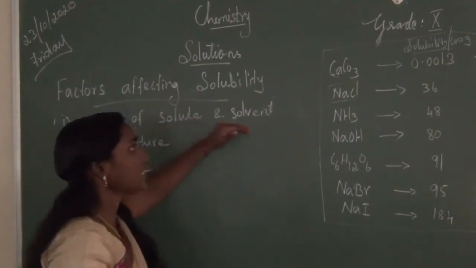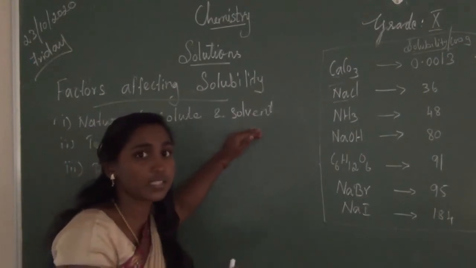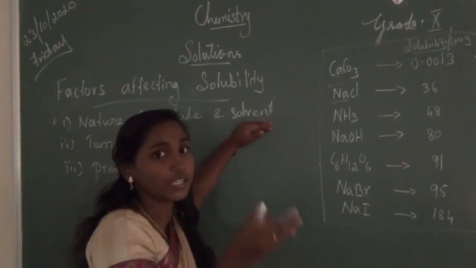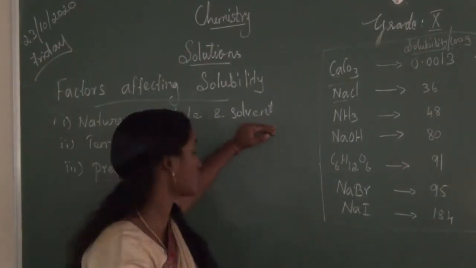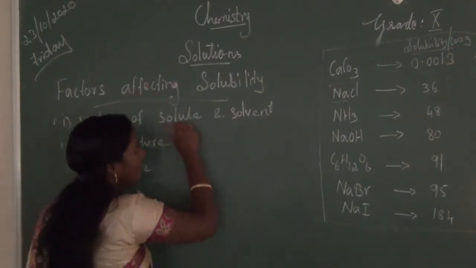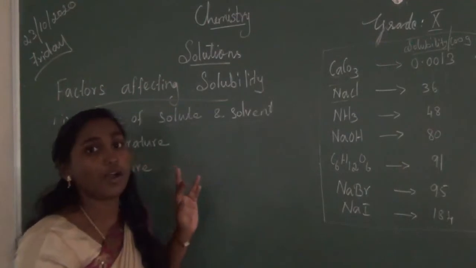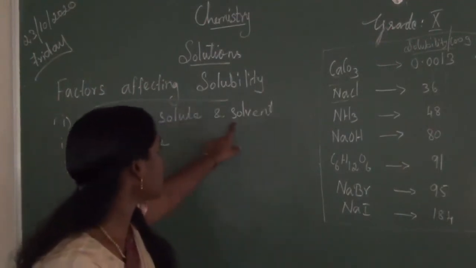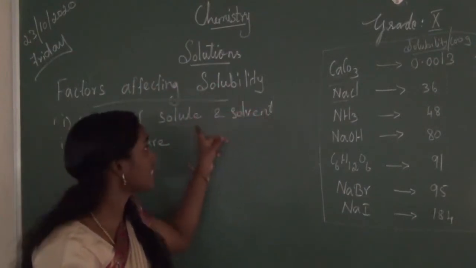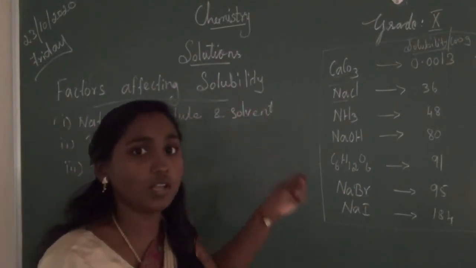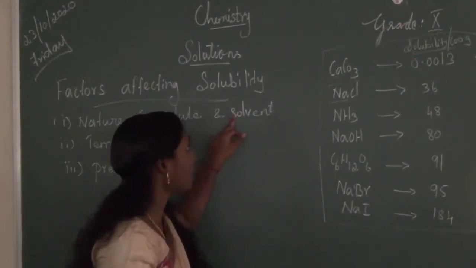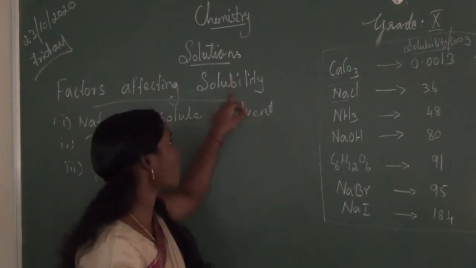Solute means salt or sugar. Solvent means liquid, water or any other liquids. The solute and solvent play an important role in solubility. It is the main thing. The solute and solvent is the main thing in solubility.